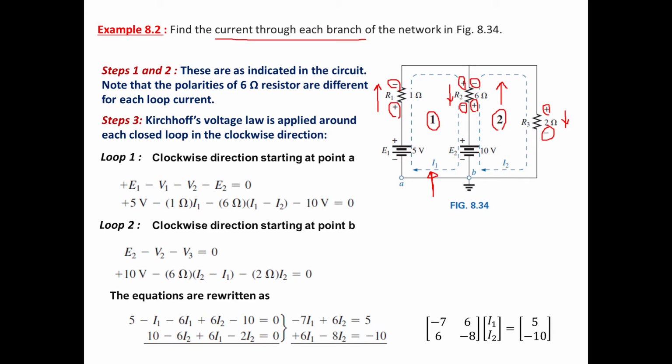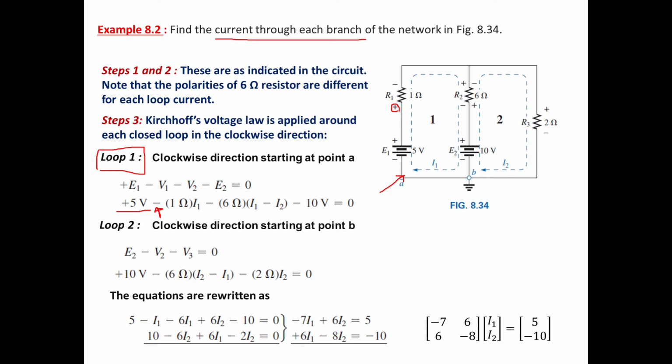Remember, the polarity is very important. If you make a mistake in the polarity, your final answer will be wrong. So marking polarity is an important step. After we mark the polarity, we have to apply Kirchhoff's voltage law to loop 1. Let us start from this point A. Minus to plus is voltage rise, so plus 5. Now drop, plus to minus. Drop means minus sign. What is the voltage drop?